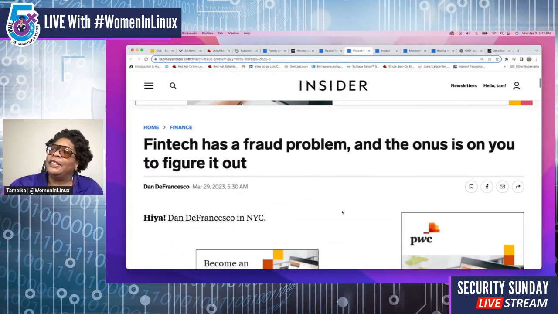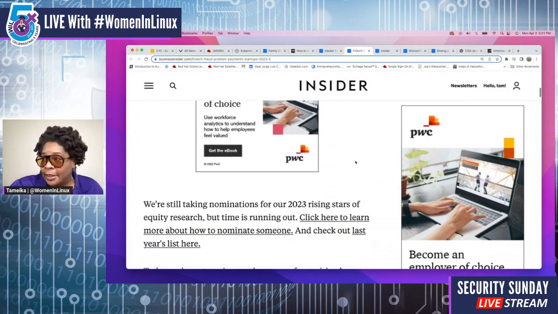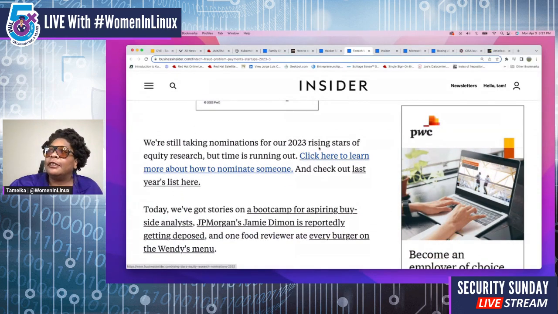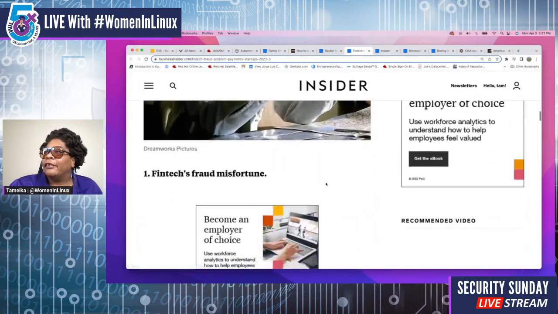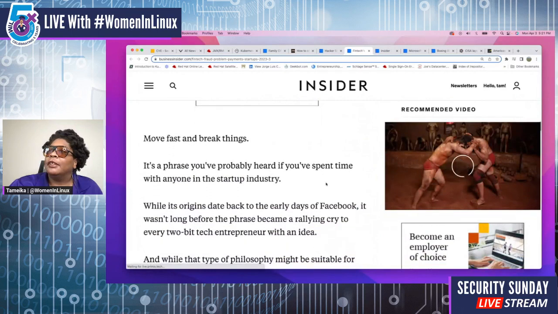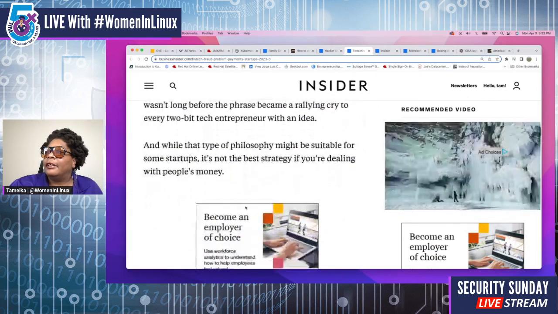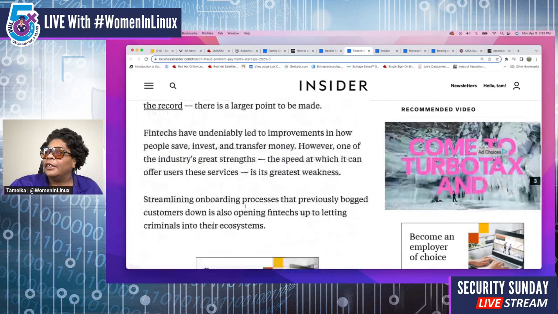Here's another one. Fintech has a fraud problem, and the onus is on you to figure it out. When it comes to fintech, there's a problem. We're still taking nominations for the 2023 Rising Star. Let me see if they got it here. Fintech's fraud misfortune. Move fast and break things, right? Let me go down here and see.